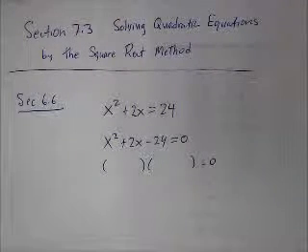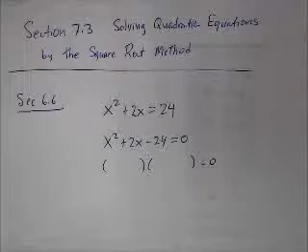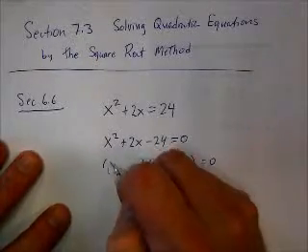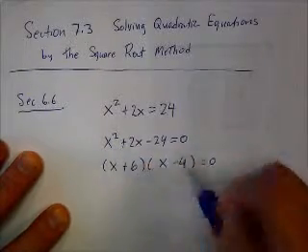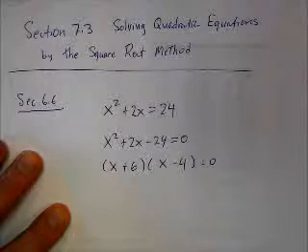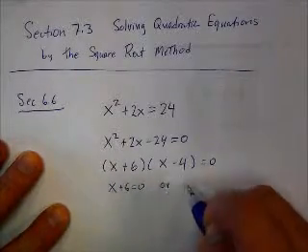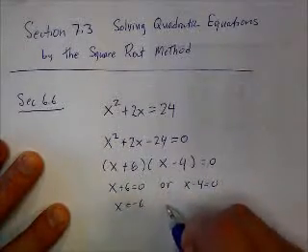Can you factor x squared plus 2x minus 24? Six and 4. So I think it has to be x plus 6 and x minus 4. So that gives us two answers. x plus 6 equals 0, or x minus 4 equals 0. x is negative 6, or x is 4.